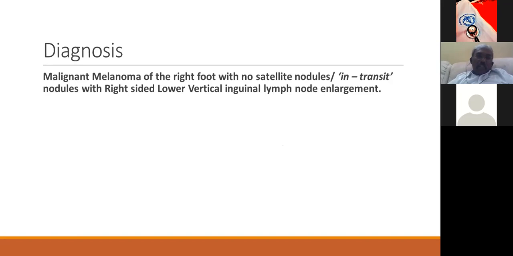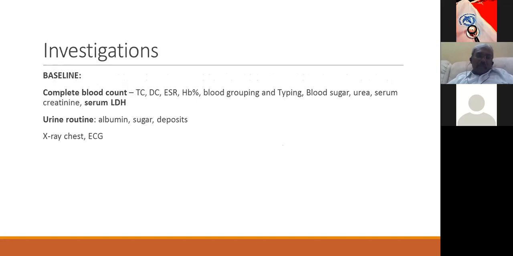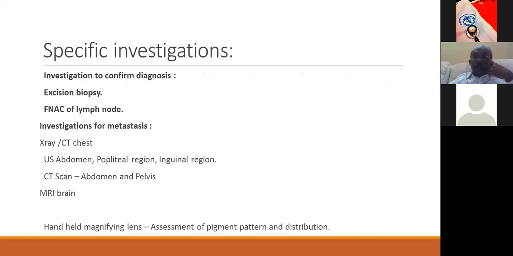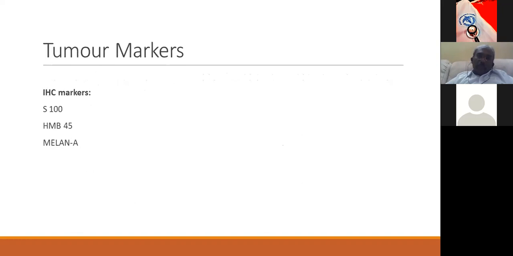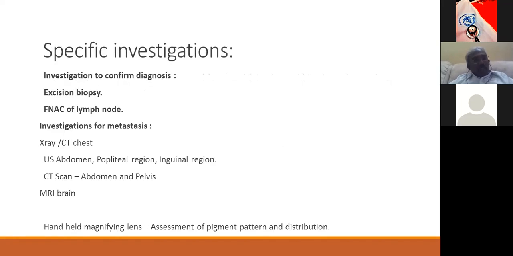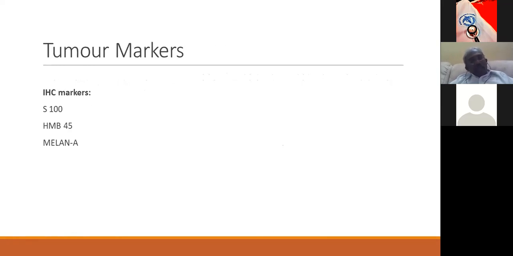So that completes that part of it. So how do you want to work this patient up? So for management, first I'll investigate the patient. I'll do investigations for the general assessment of the patient. Then the specific investigation. What is the one approved tumor marker for the melanoma? So it is HMB 45. No, go back. Tumor marker. These are all immunohistochemical markers.